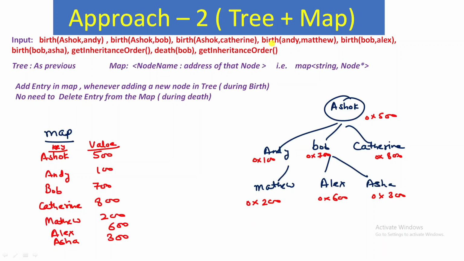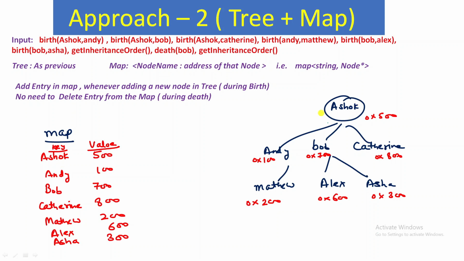In the second approach, I will be using a map data structure along with the tree. The tree, as we have discussed in the previous slide, I will be using, and along with this tree, I will be creating a map. In the map, what I will be storing is the node name, the person name, and the address of that node.